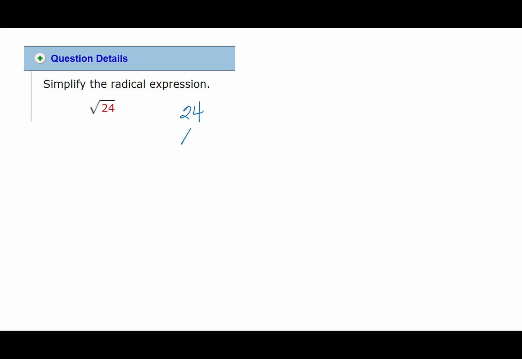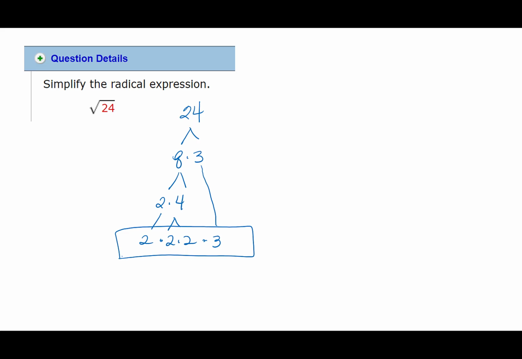So if we take the number 24, that can be split down to 8 and 3. We can split the 8 down to 2 and 4, and then the 4 to 2 and 2. That 3 from the original 8 times 3 goes all the way down to the bottom. So from this list of numbers, 2 times 2 times 2 times 3, because this is a square root, the index number is 2. That's what I want you to circle.